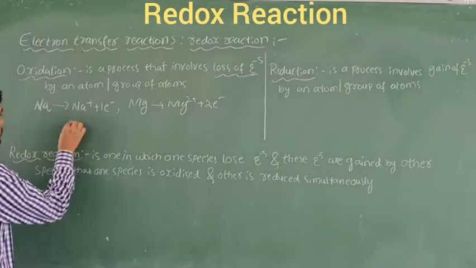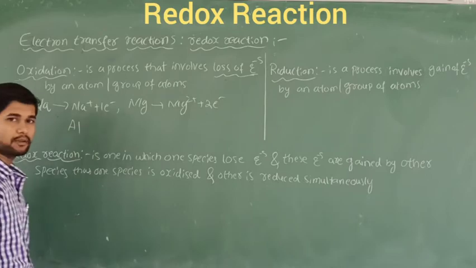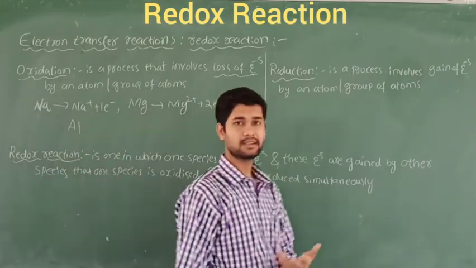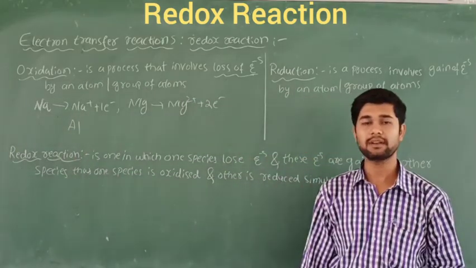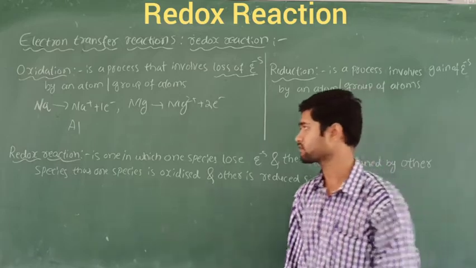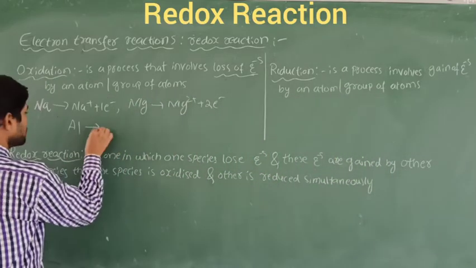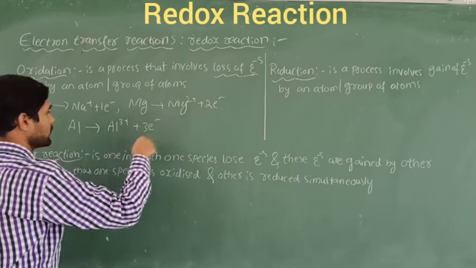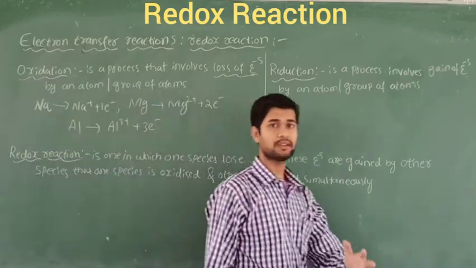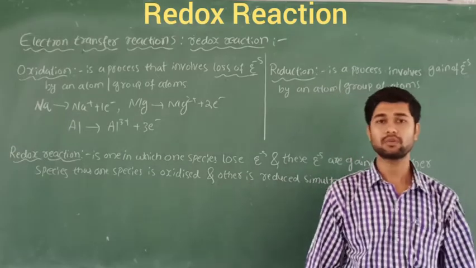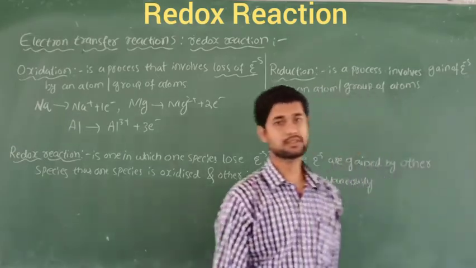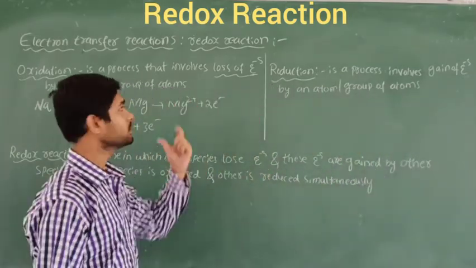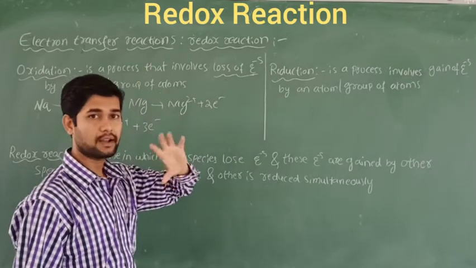Let's take one more example. That is called aluminium. Aluminium has 3 outermost valence electrons, so in order to become stable, it readily loses the 3 electrons. So these are the examples for oxidation, when they lose 1 or 2 or more of the electrons. So this is about oxidation in terms of the transfer of electrons.